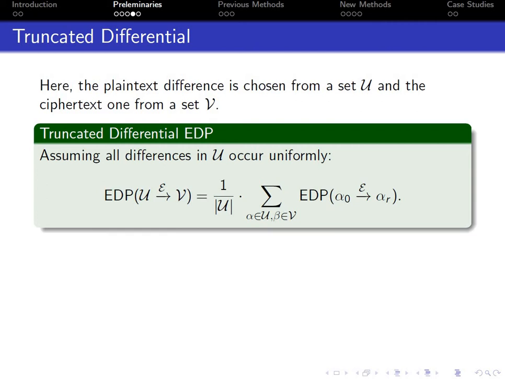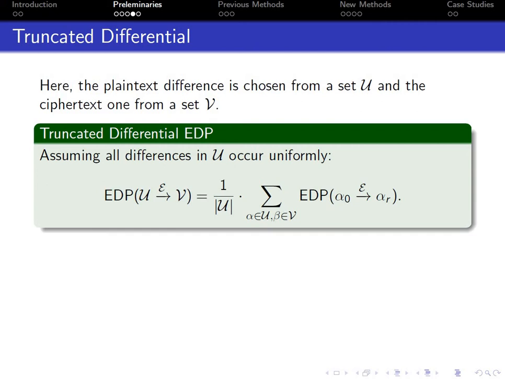Note that in classical truncated differential, only differences in some bits of the plaintext and the ciphertext are determined, while in the other bits, the difference can be any values. In this case, U and V sets are special kind of linear subspaces excluding the zero value, but in our work, we use this general definition of the truncated differential.